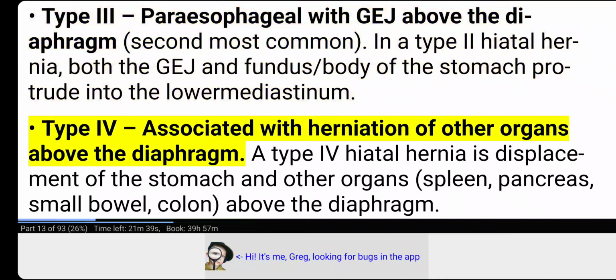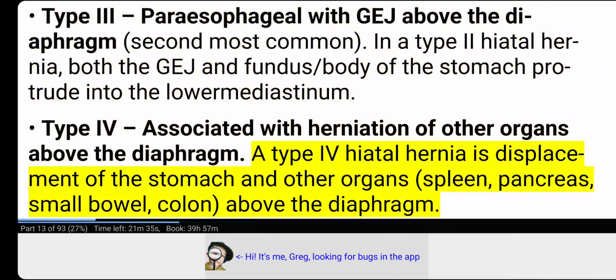Type 4, associated with herniation of other organs above the diaphragm. A type 4 hiatal hernia is displacement of the stomach and other organs, spleen, pancreas, small bowel, colon, above the diaphragm.